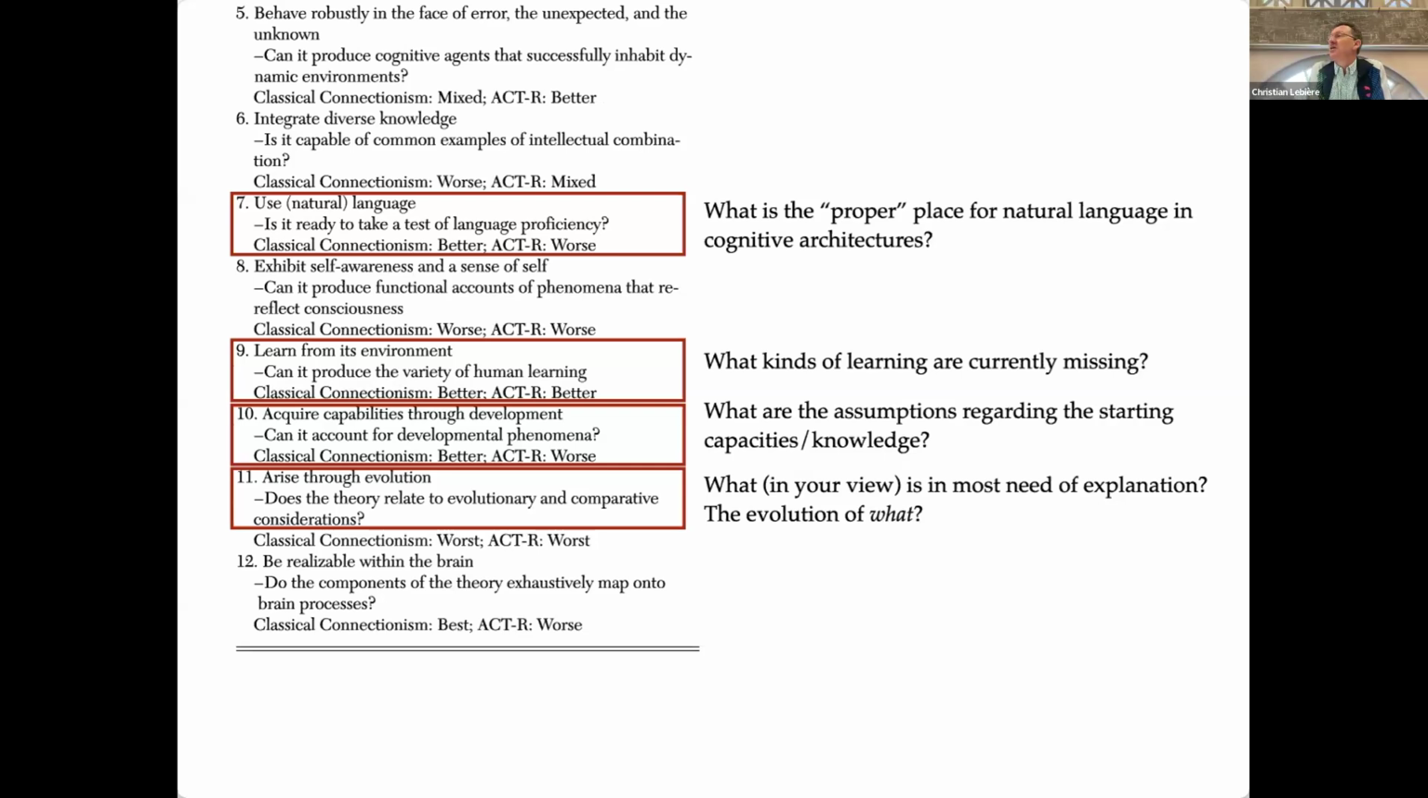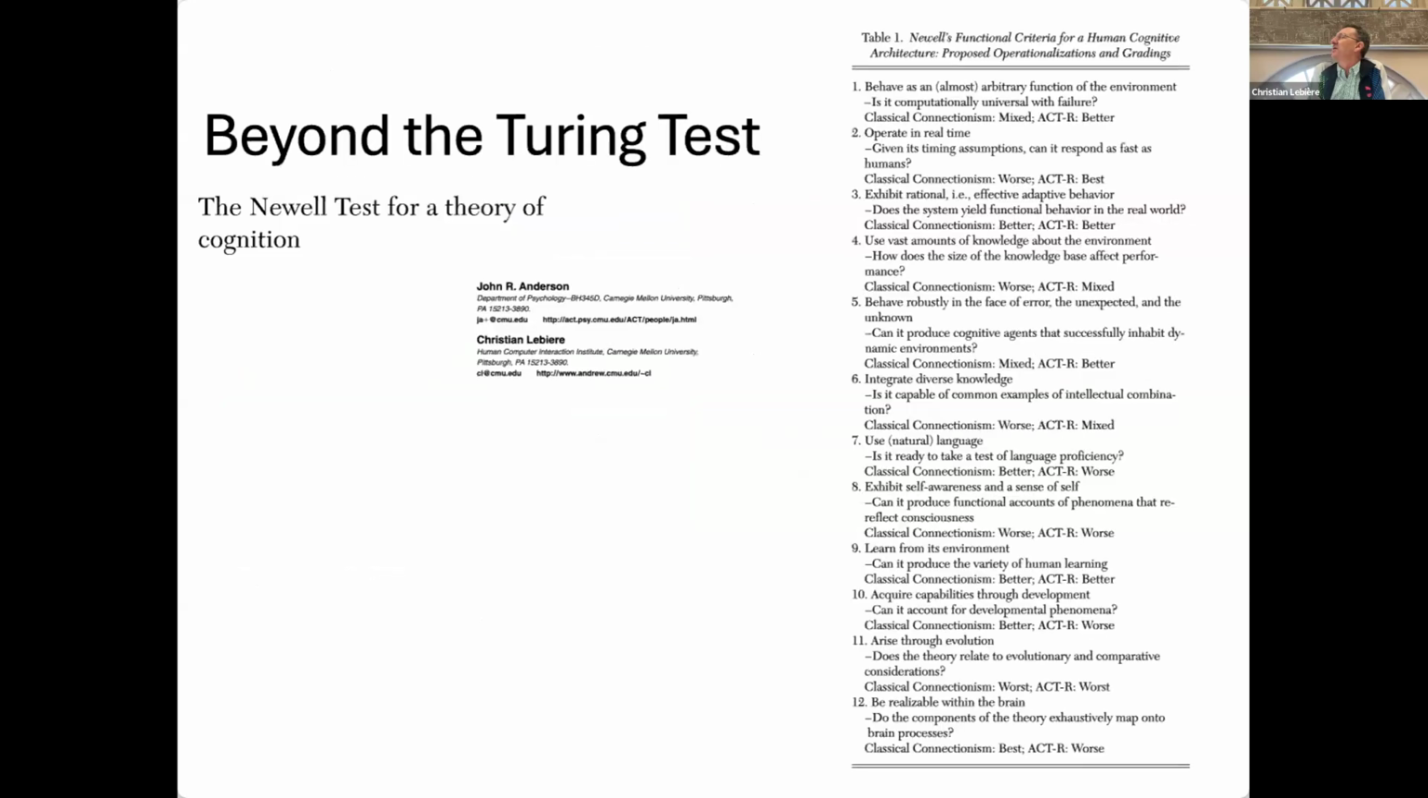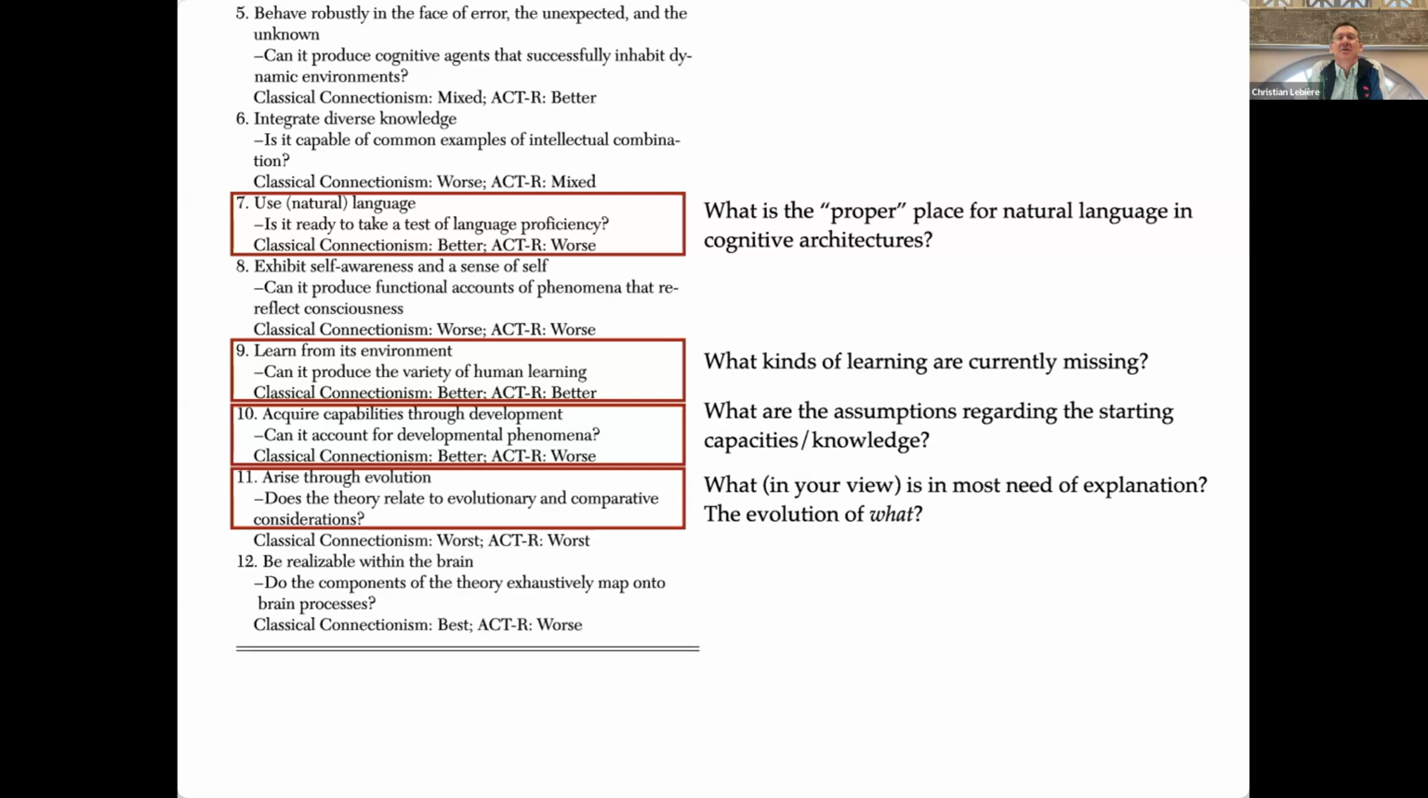So first of all, I should say you were very kind to focus on those, because looking, for example, at number 4, use vast amounts of knowledge about the environment, we rated classical connectionists as worse. Certainly, looking at where generative models are now, there's been a remarkable evolution. They're obviously the top of the heap and just incredibly capable in that respect. So, let's chalk that up to evolution. Again, we were not trying to score points, but rather to take our perspective on where things were at the time.